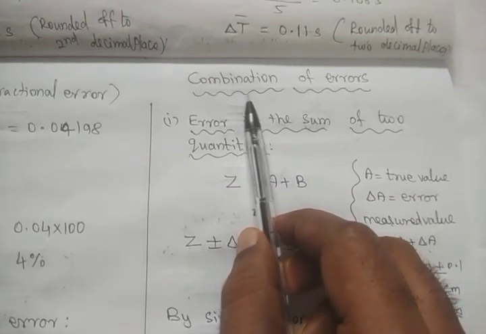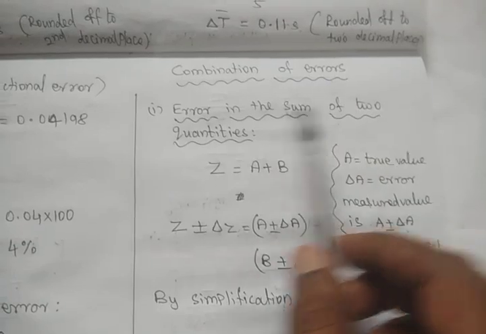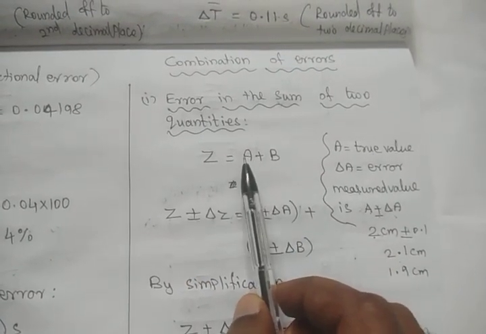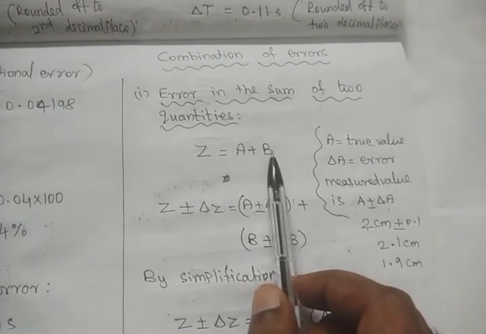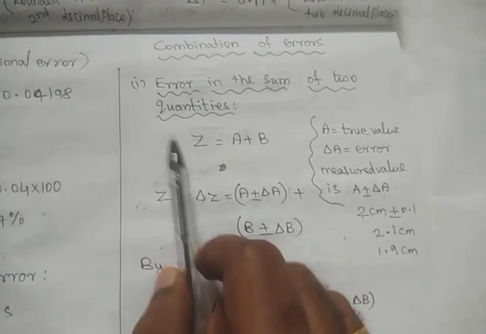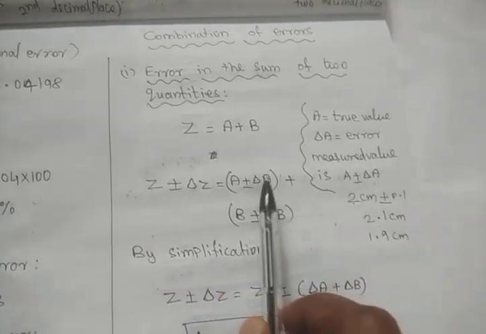Friends, in this session, we are going to see about combination of errors. So, what is the error in sum of the two quantities? Let us assume that A and B are two different physical quantities. If you add these two physical quantities, we get another new quantity Z. A has some error, that error is delta A.